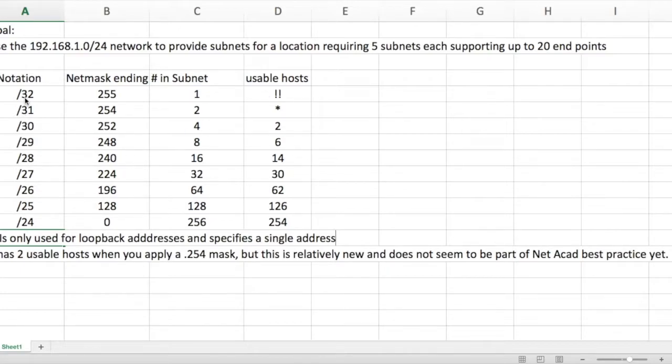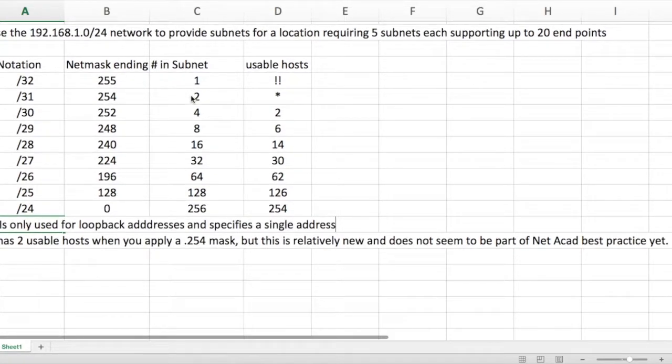So starting at /32, that is an ending of 255 in the net mask value. Only one possible number in that subnet. And in terms of usable hosts, we wouldn't want to use this to apply to a network. It's only used for loopback addresses, typically inside a router.